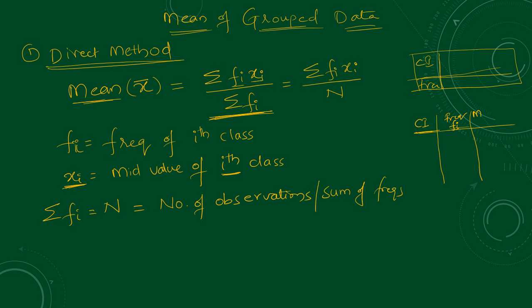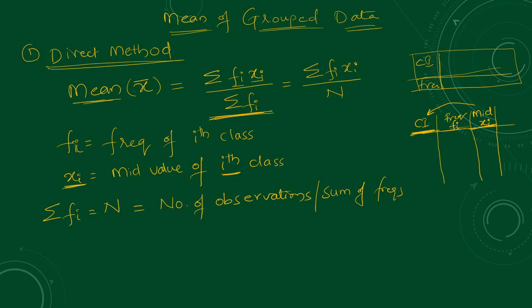Next, we are going to prepare the third column. What is that third column? The third column is the mid values. Mid values are nothing but xi. This xi is obtained from the class intervals, by taking the average of the upper limit and lower limit, we get the mid values. So using the first column, we get the third column.